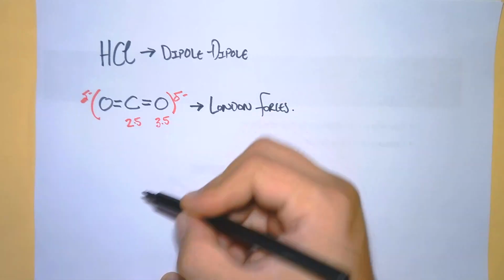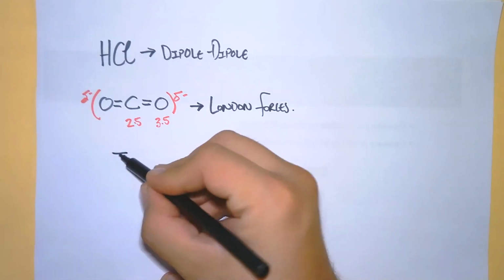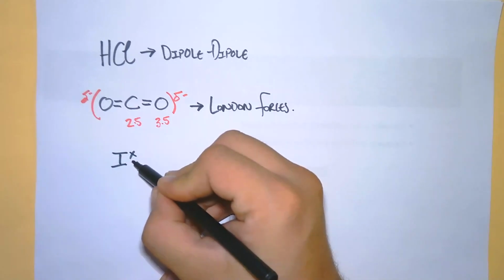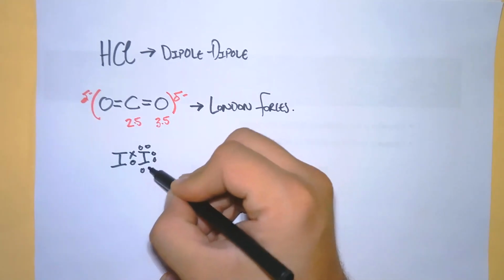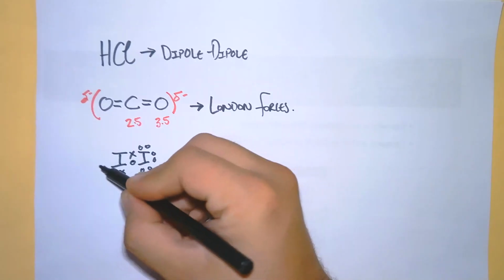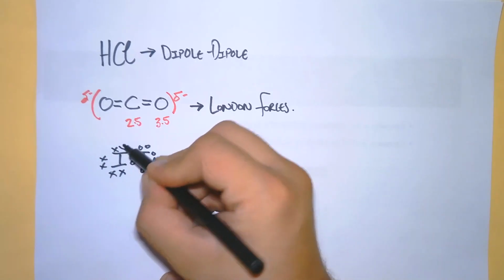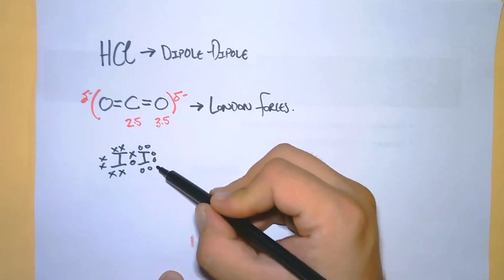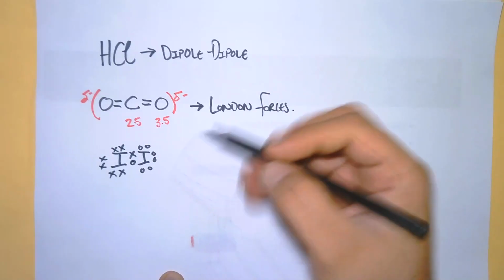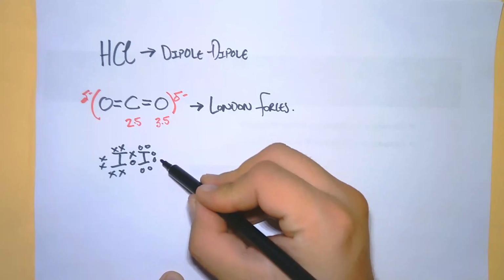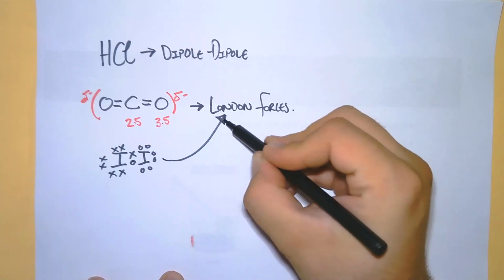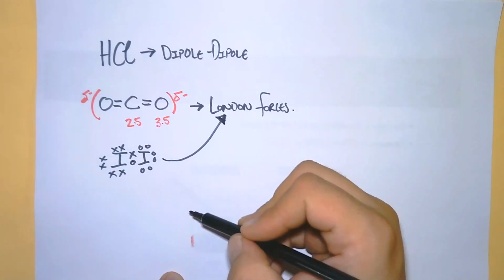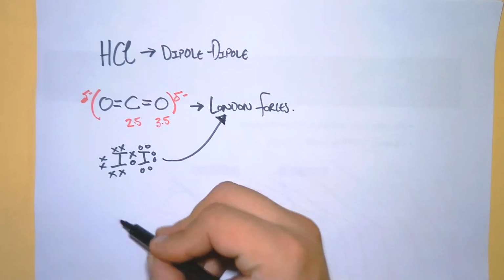Okay, the next one they give us then is iodine. So it is a diatomic substance or diatomic molecule, okay? And our rule tells us that all diatomic molecules are non-polar molecules. So because it's also a non-polar bonded to a non-polar, we know we're also going to be dealing with London forces.